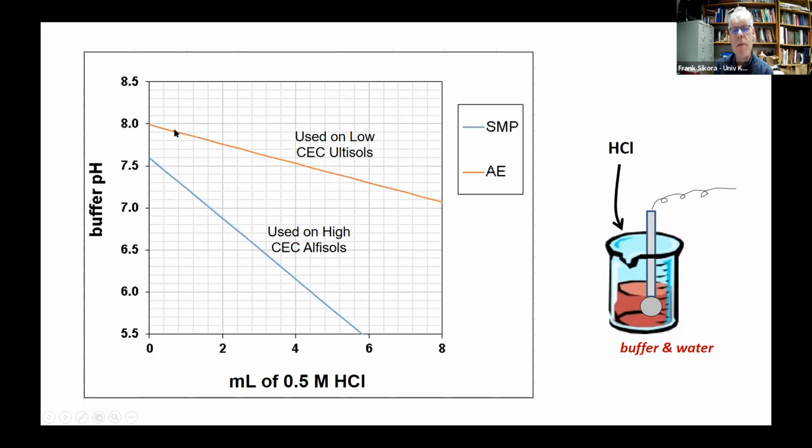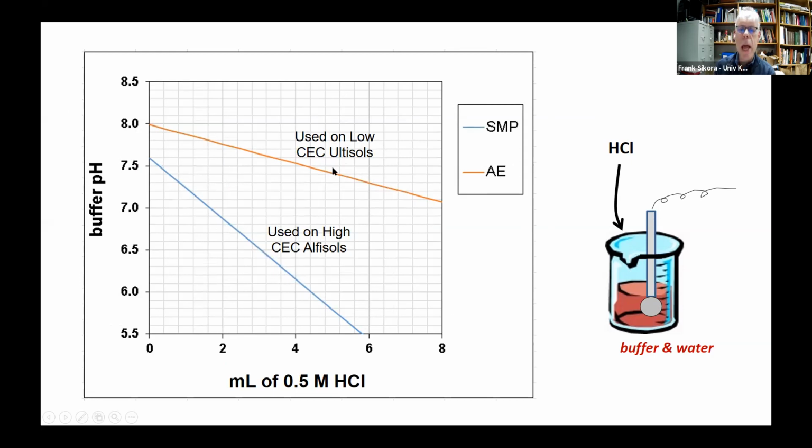The Adams-Evans buffer is in orange here, and that's AE. And that is a really strong buffer. When you add acid, the pH does not decrease that much. The pH begins at 8 and it decreases moderately with increased acid. The SMP buffer is a weaker buffer. The pH decreases more drastically with increase in acid.